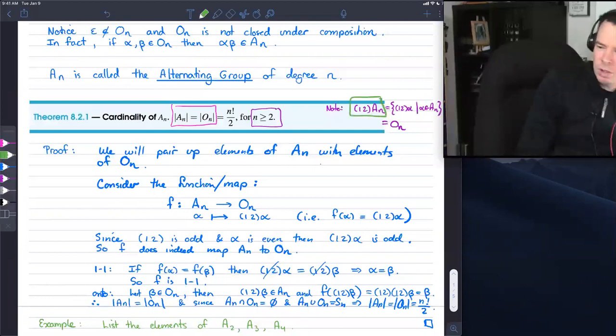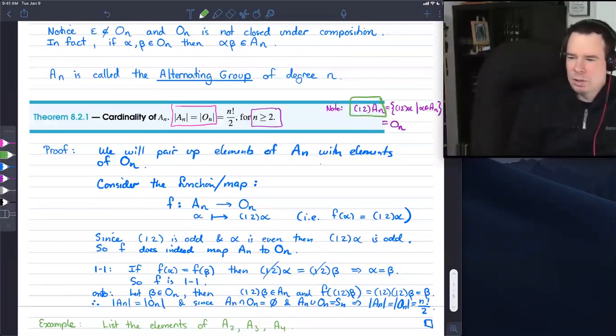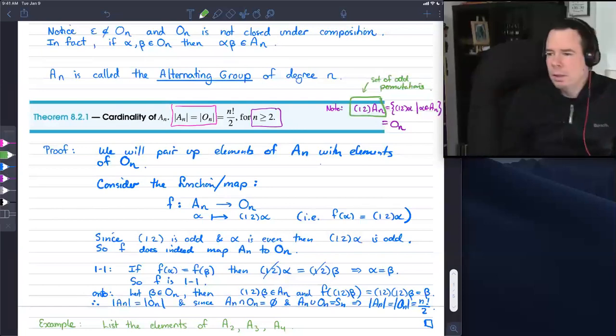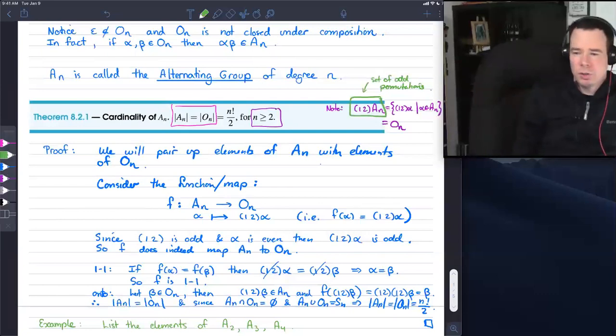We don't need a notation On now for odd permutations because we could just write it as a 2 cycle times all of An, times every element of An. That represents the set of odd permutations. And so that's a more typical notation you'll see moving forward into other courses if you come across these things.